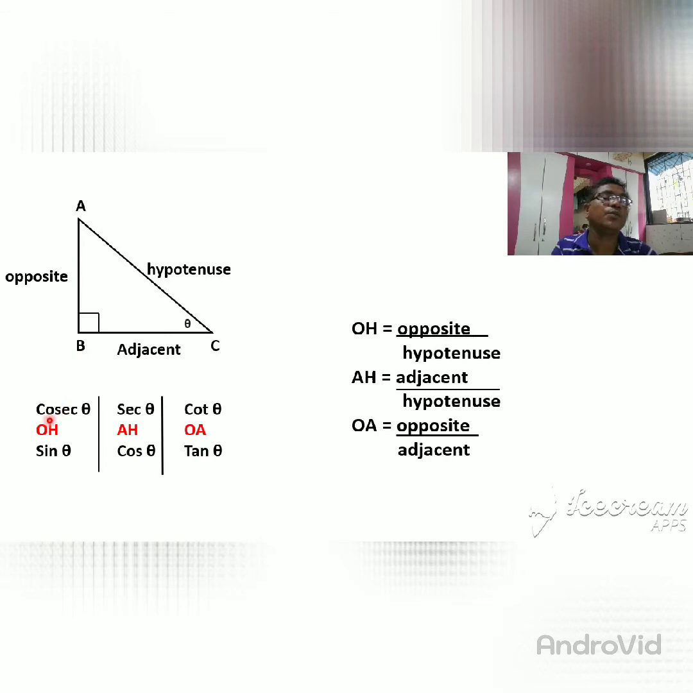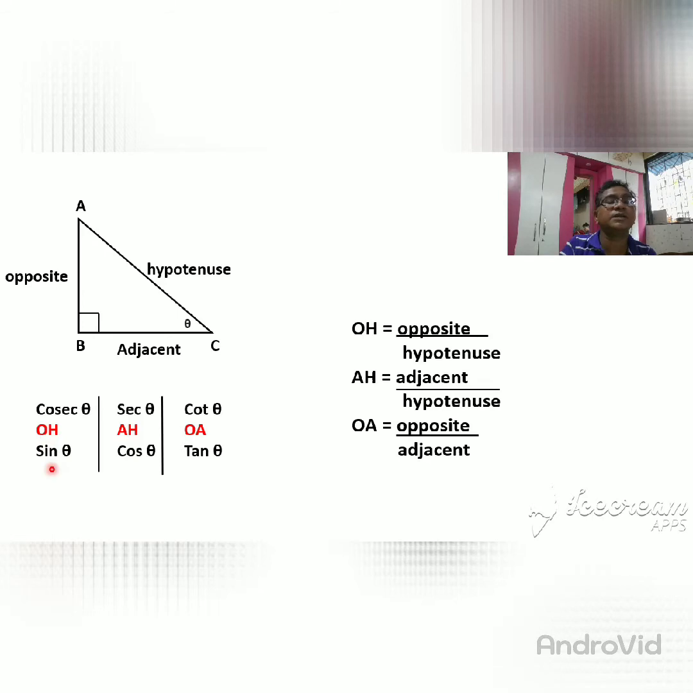So remember that when you want to write sine, you write opposite divided by hypotenuse. When you want to write cos, you write adjacent divided by hypotenuse. When you want to write tan, you read opposite divided by adjacent. Then for the upward positions, cot theta is adjacent divided by opposite. Then sec theta is hypotenuse divided by adjacent, so hypotenuse AC divided by adjacent BC. Then cosec theta is hypotenuse divided by opposite, so hypotenuse AC divided by opposite AB.